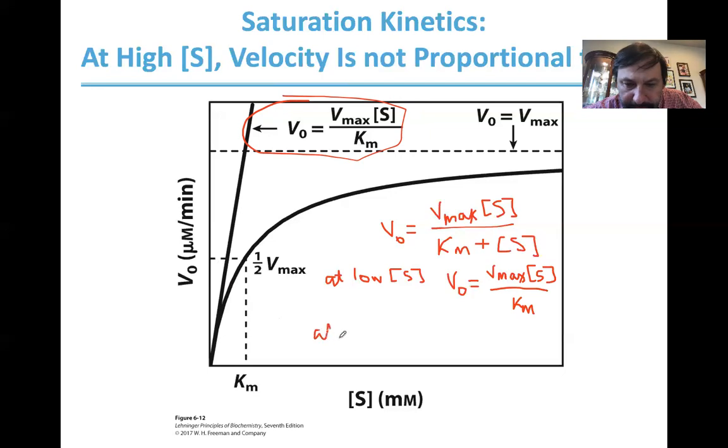Now at high substrate concentration, now you can ignore the Km value, right? If you ignore the Km value, then V naught will equal Vmax, right? You ignore the Km, S and S will cancel out, and V naught will equal Vmax. So depending on the situation in the cell, and specifically the amount of substrate present in the cell, the Michaelis-Menten equation can be rewritten and can be simplified, right? So it's always good to keep that in mind.